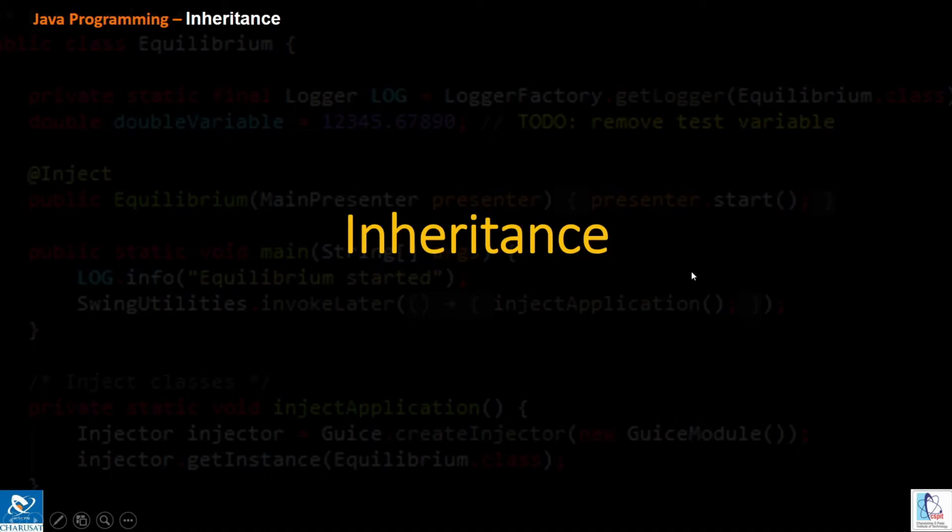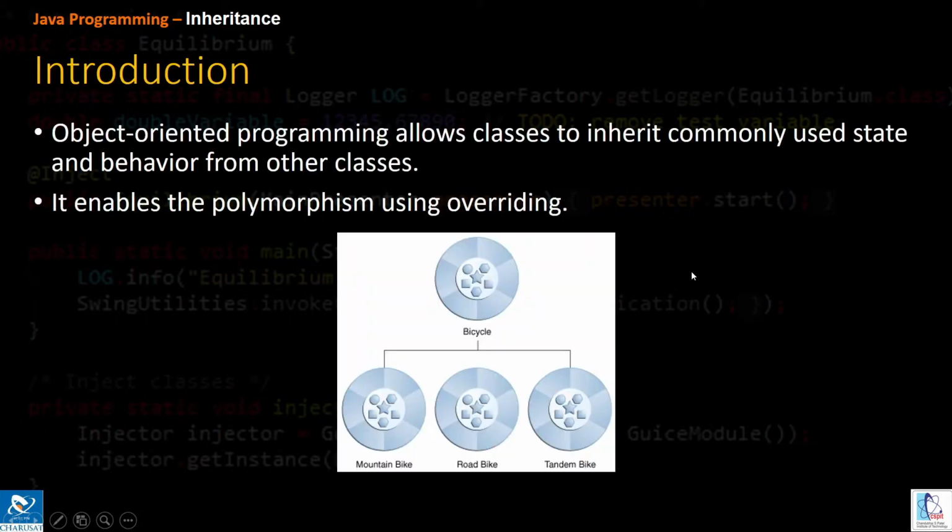Let's start learning the important concept of object oriented programming, which is known as inheritance. So what is inheritance? In object oriented programming, a class can be inherited, right?